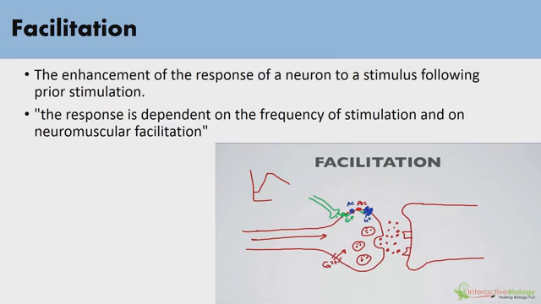Next, I will tell you about facilitation. Facilitation is the enhancement of the response of a neuron to a stimulus following prior stimulation, and the response is dependent on the frequency of the stimulation and on the neuromuscular facilitation. You can see the diagram in which the response of a neuron is enhanced to a stimulus following prior stimulation. That is the process of facilitation.